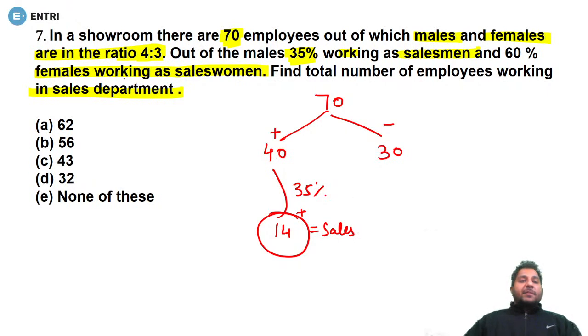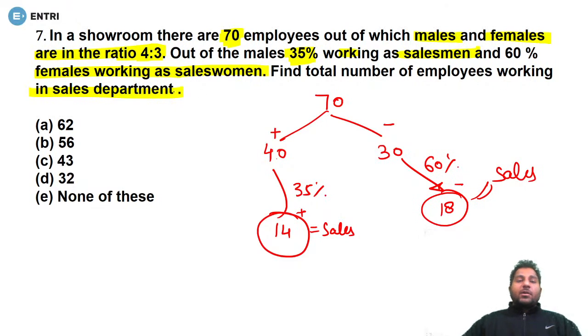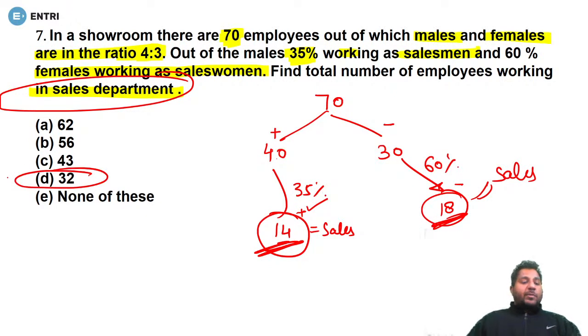While 60% females, that means 18 females are in sales. So they are asking to find the total number of employees in the sales department. Among male you have 14 males who are working in sales, and among female there are 18. So the total answer would be 32.